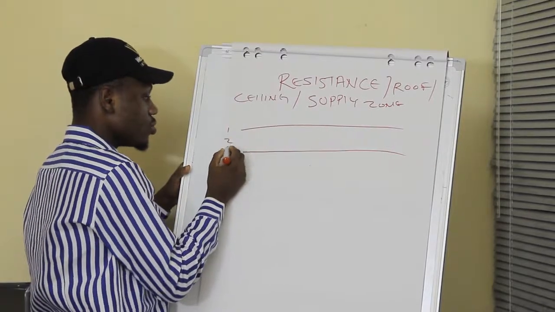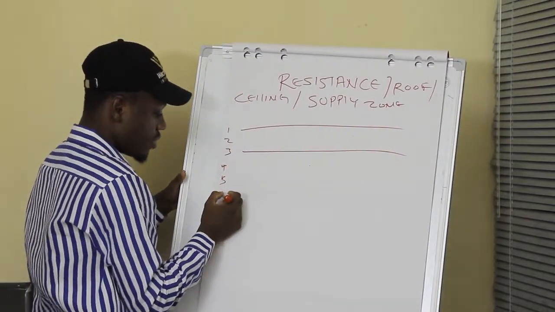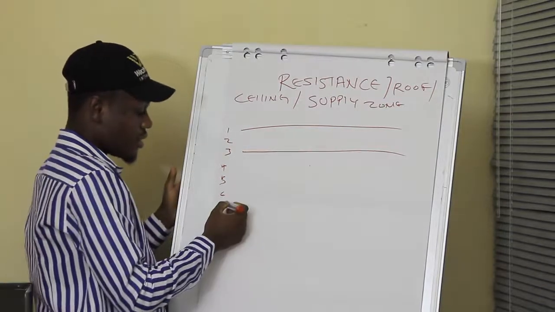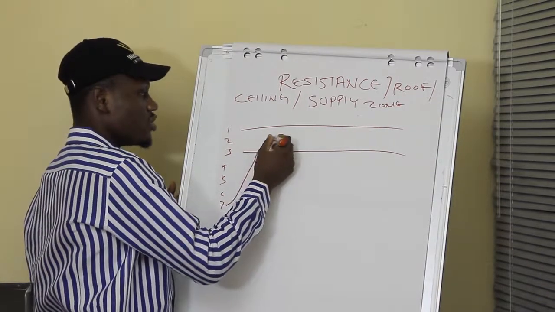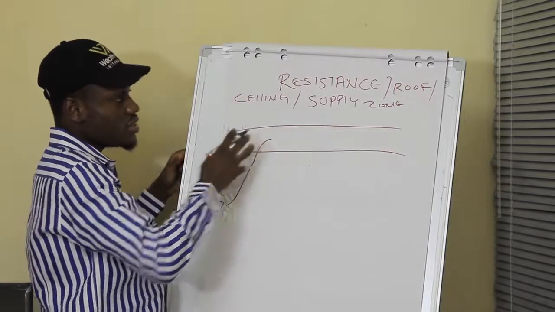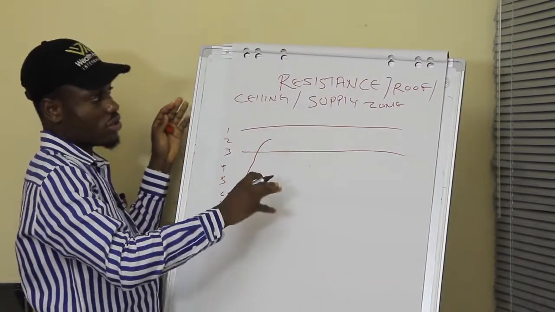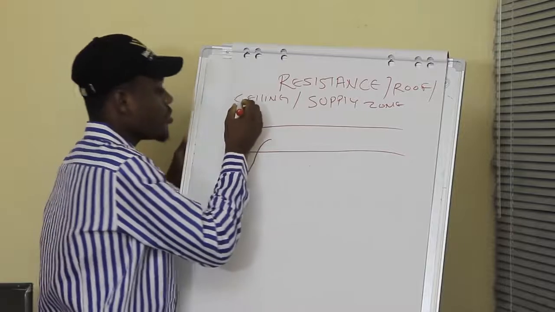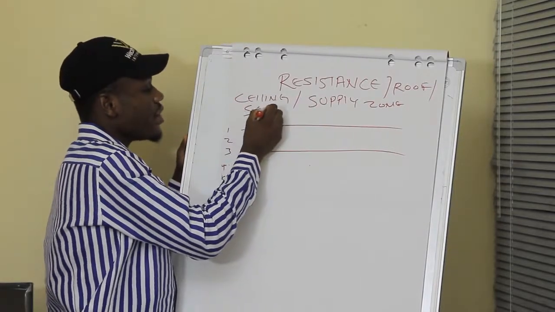We have 1, 2, 3, 4, 5, 6, 7. Price started at 7, went up, got into this region, could not survive the bearish. We can also call this sellers area.